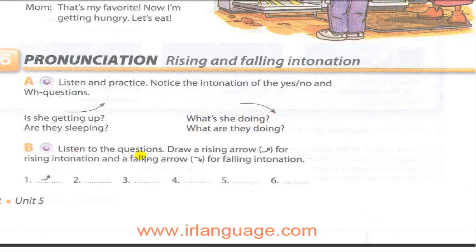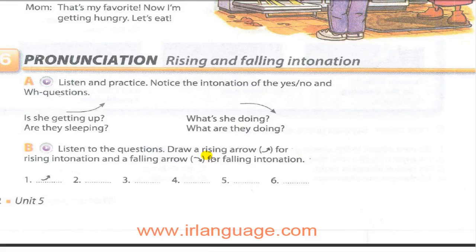Number B, listen to the questions. There is a rising arrow for rising intonation and a falling arrow for falling intonation. In this question you listen. If it's rising, you make the arrow up. If the sound is down, you will draw the arrow down. The arrow goes up if the question starts with is or are, and down if it starts with what, where, when or why. Let's listen.